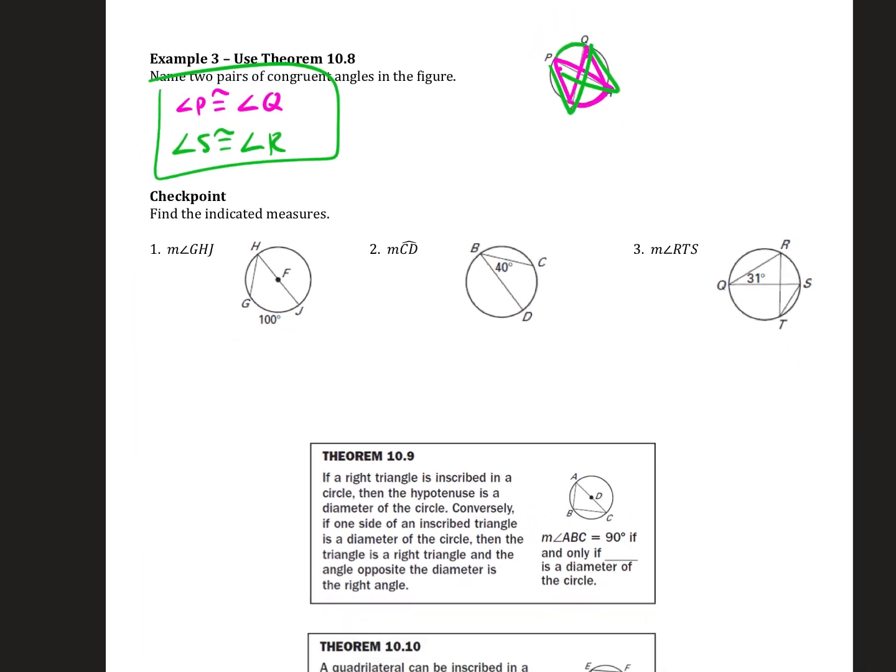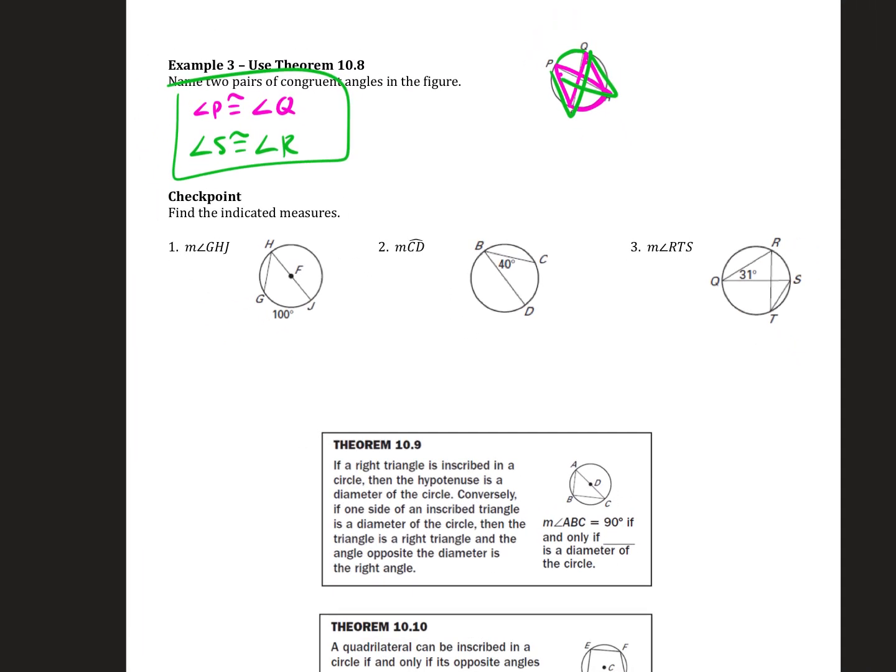Okay, we have some more checkpoints here. Why don't you guys see if you can try the checkpoints, and then we'll go through them in a second.